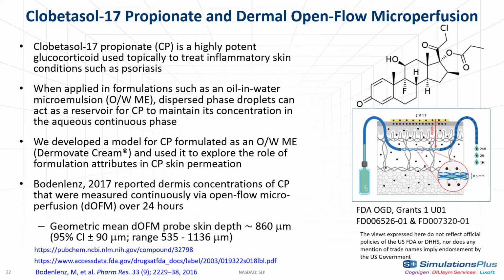Clobetasol 17 propionate is a glucocorticoid that's used topically to treat inflammatory skin conditions such as psoriasis. When it's applied in formulations such as oil and water microemulsions, the dispersed phase droplets can act as a reservoir for clobetasol to maintain its concentration in the aqueous continuous phase. We decided to model this process, specifically using experimental data from applied Dermavate cream.